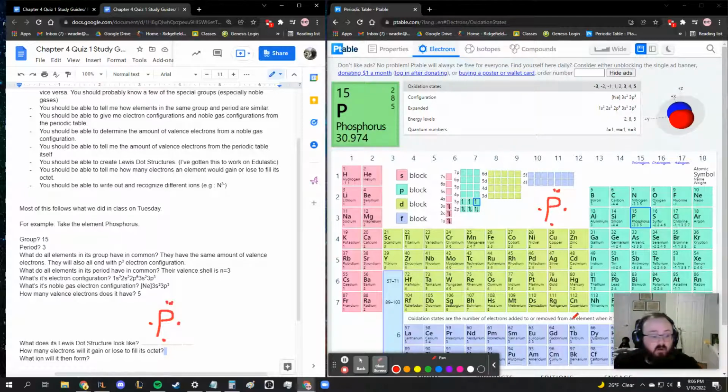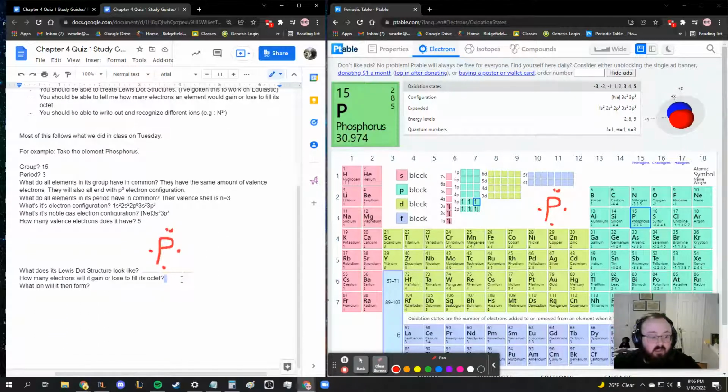I'm going to continue on with our honors. All right. How many electrons will it gain or lose to fill its octet? Well, we have 5, and it's easier to get from 5 to 8 than to lose the 5 electrons, right? You could either lose 5 or gain 3. Gaining 3 takes less energy. So 1, 2, 3, we are going to gain 3 electrons.